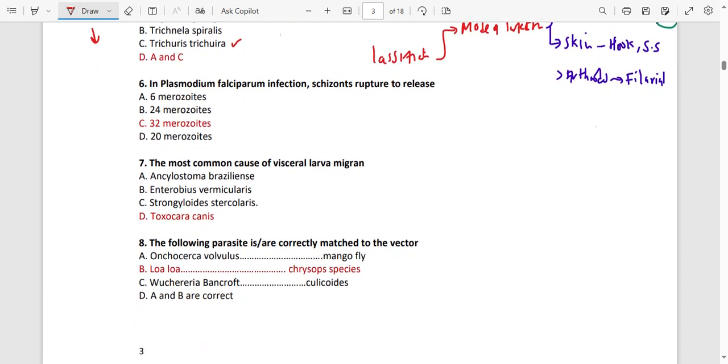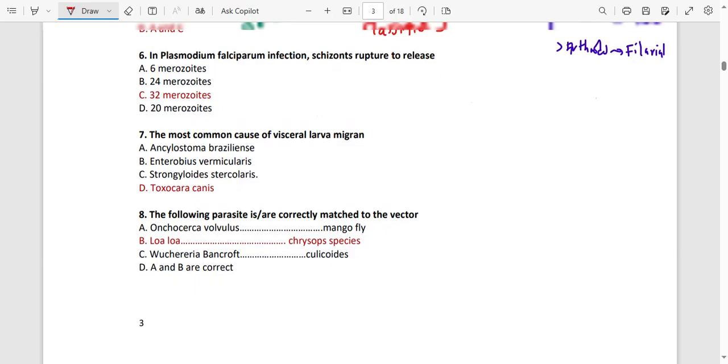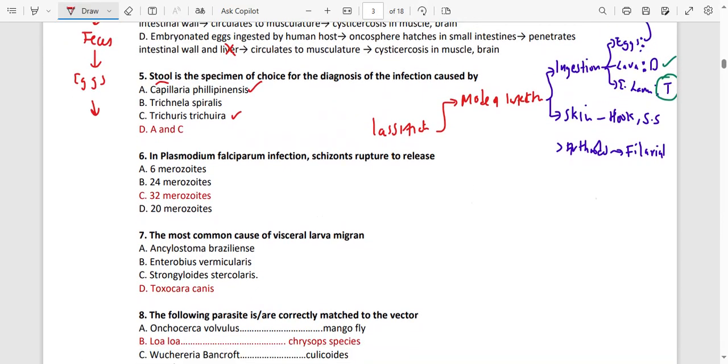All right. Thank you so much. Number 6: in Plasmodium falciparum infection, schizonts rupture to release... Previous question, it's A and C that are correct. So option D, Capillaria philippinensis and Trichuris trichiura.